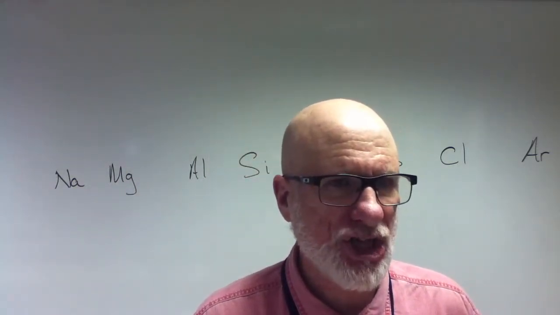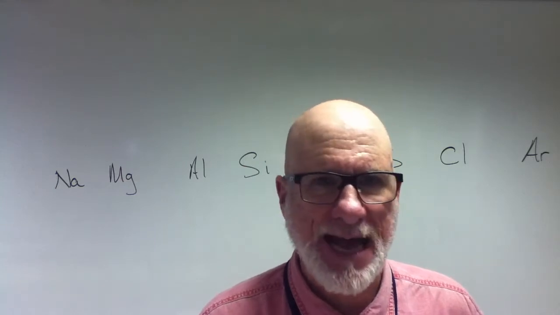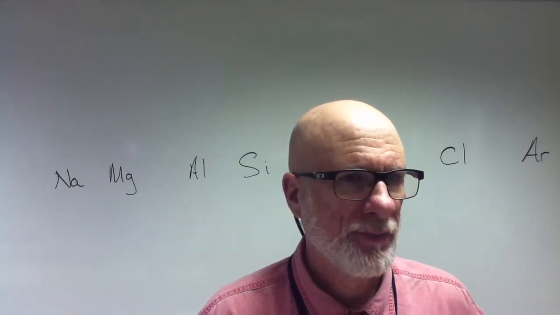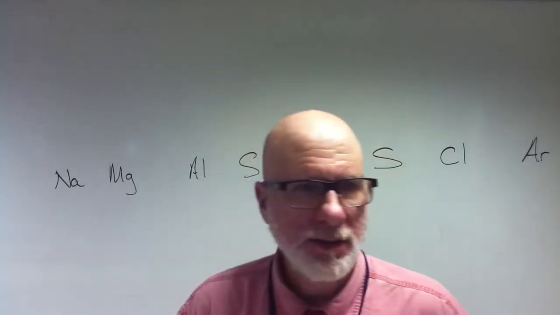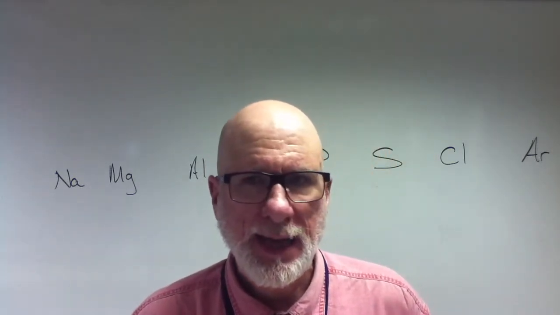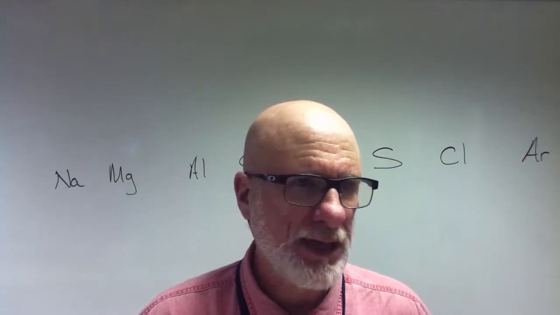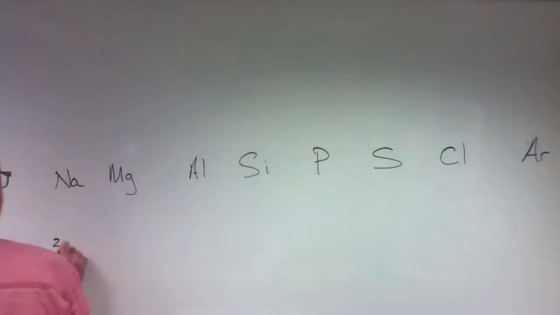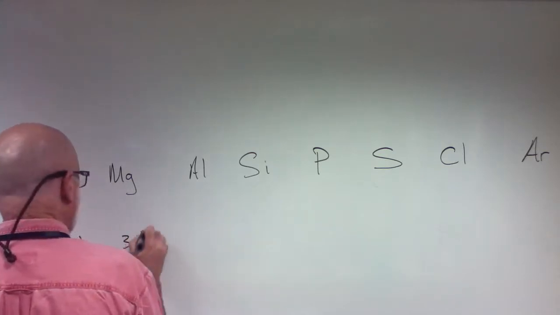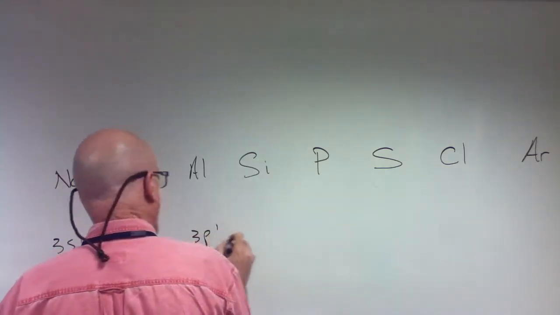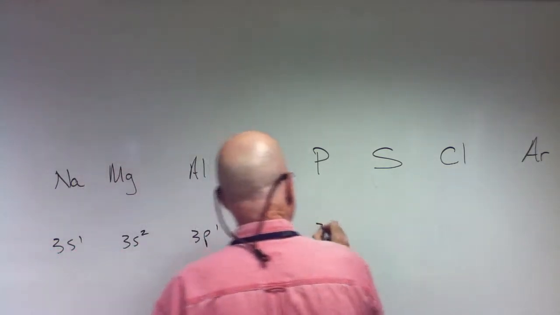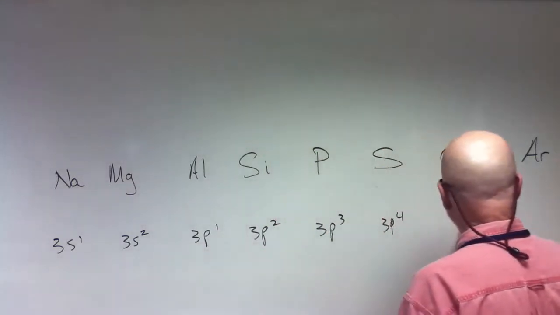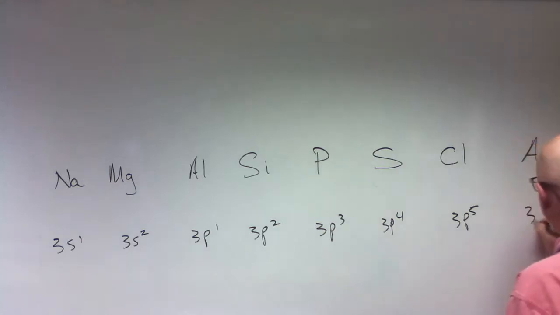Okay. So now, what is the valence shell of each of these atoms? What's the outer shell? Well, let's write the NLX for each element, okay? 3s1, 3s2, 3p1, 3p2, 3p3, 3p4, 3p5, 3p6.